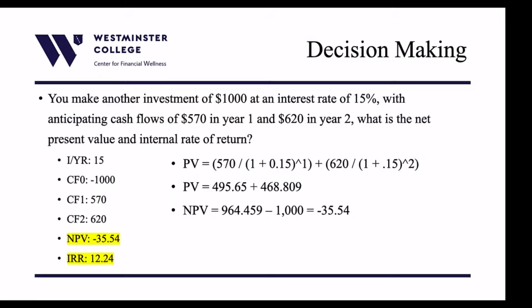Again, I can see this done out on paper as cash flow 1 divided by 1 plus the interest rate raised to t. Since that's the cash flow we're going to be receiving in year 1, our t is 1. We're going to add that to our next cash flow divided by 1 plus the interest rate raised to the power of t. And since this is coming in our second year, we're going to use 2 as our exponent. Then when we add those up, we get 964.46 approximately. When we subtract that from 1,000, we get negative 35.54.